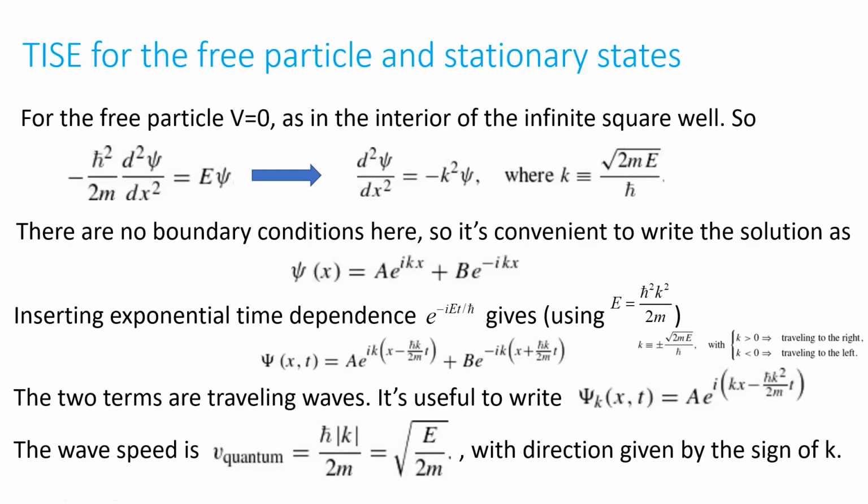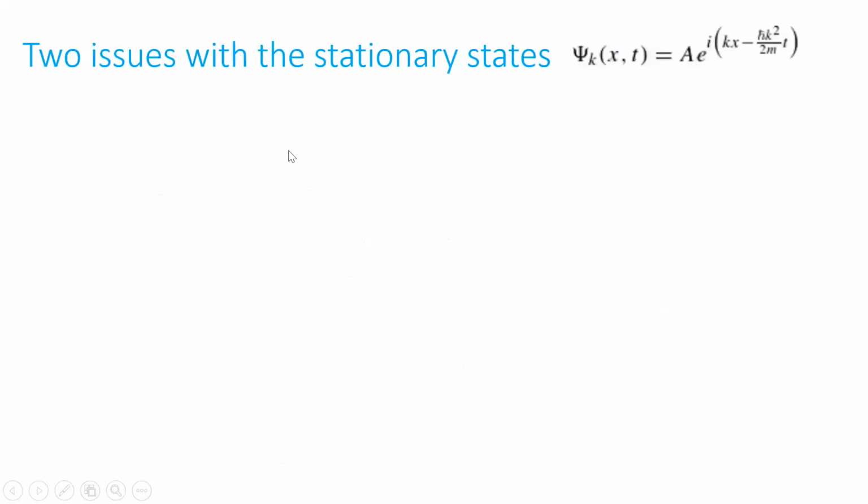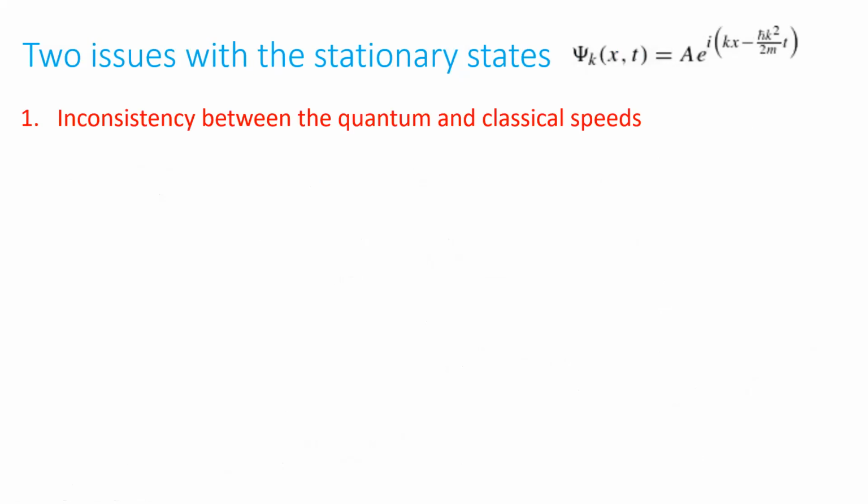Okay, so it seems like we're doing well. We've got these stationary states, they're moving along. So let's see if there's any issues. It turns out there are two issues with these stationary states, psi k equals e to the i kx minus this quantity. The first issue is an inconsistency between the quantum and the classical speeds.